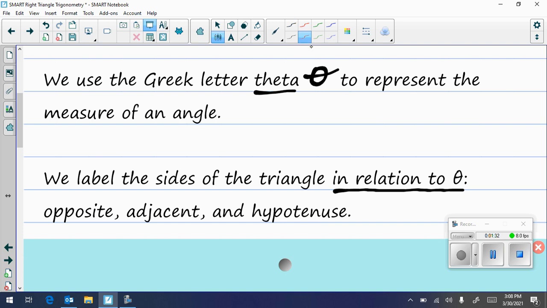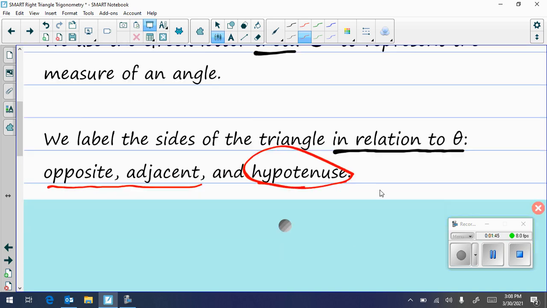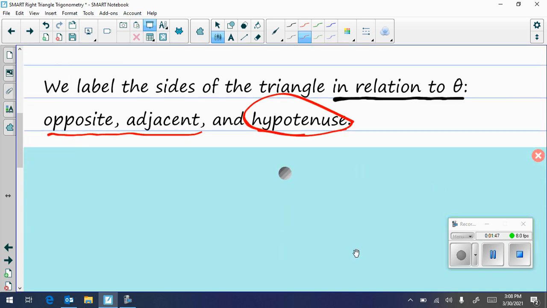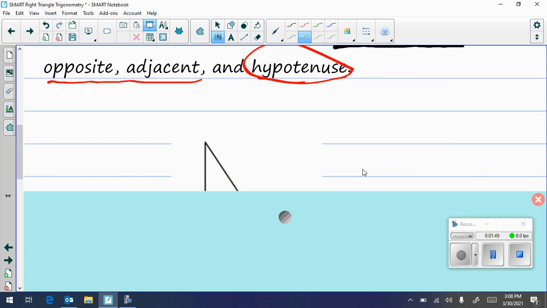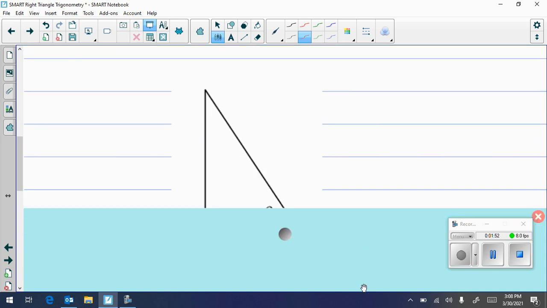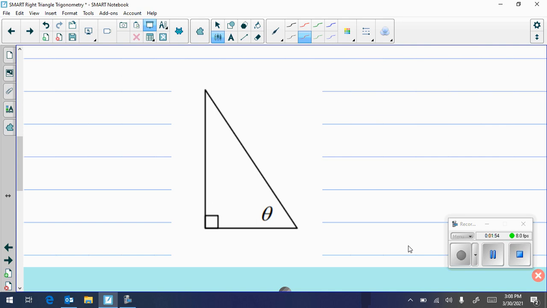Now, we're going to need to label our sides, this is important, in relation to theta. So when we use the words adjacent, opposite, that's always in relation to the theta. The hypotenuse is always the hypotenuse, regardless of where theta is. But the opposite and adjacent goes according to theta. So let's do our triangle here. I've got a right triangle because we're doing right triangle trigonometry. This angle here is my theta. That's the one that I am going to relate everything to.